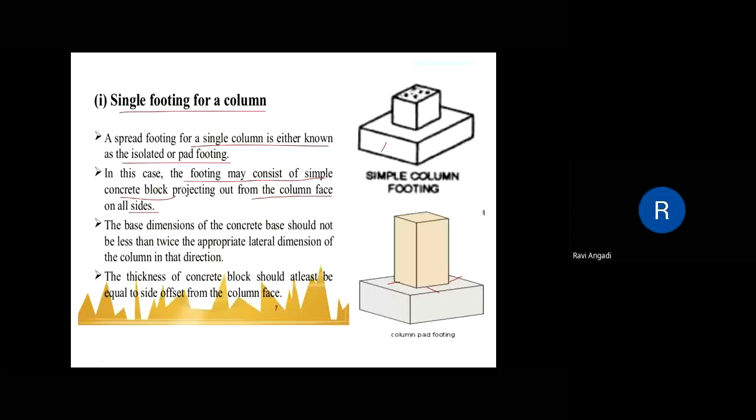The base dimensions of the concrete base should not be less than twice the appropriate lateral dimensions of the column in that direction. Means the base dimensions for the footing should not be less than the dimensions of the column. The thickness of the concrete block should at least be equal to the side offset from the column face. Means whatever the offset is here, at least that much thickness needs to be provided. Is it clear for the single footing for a column?